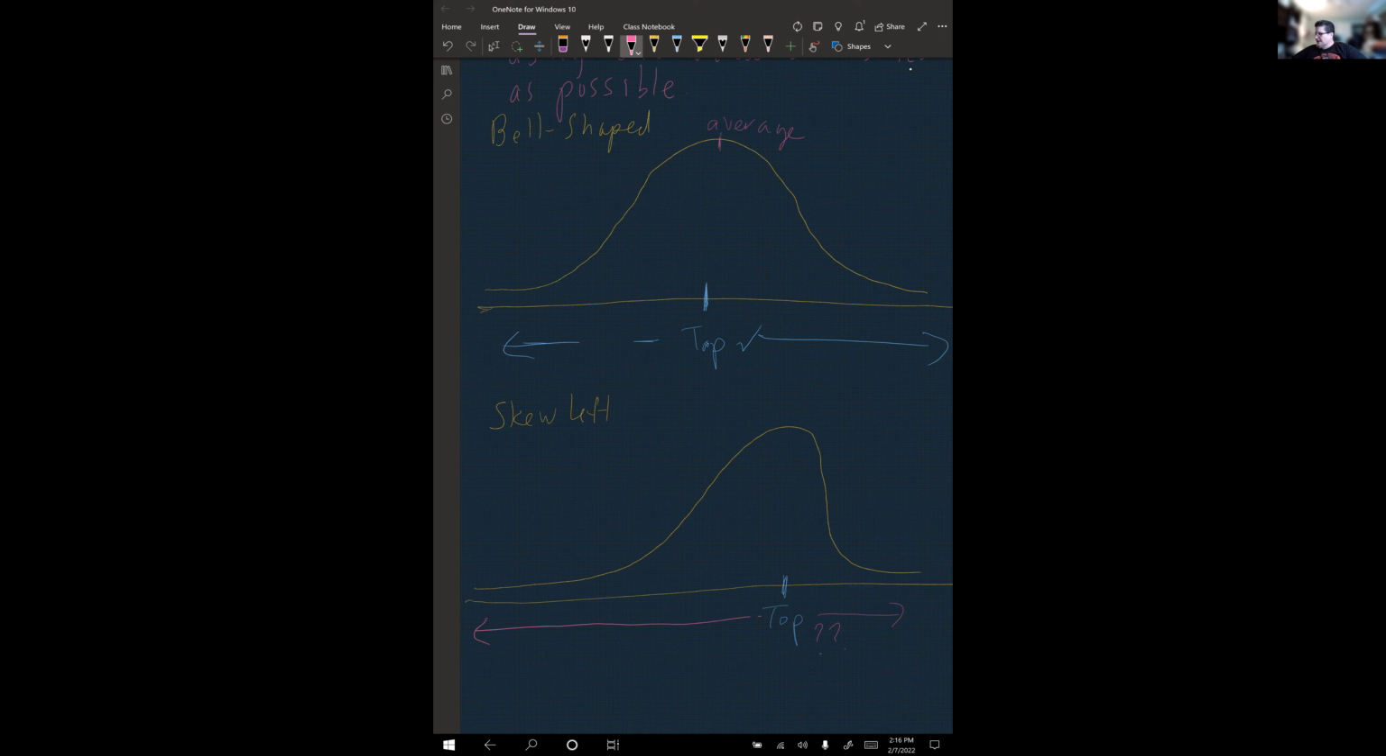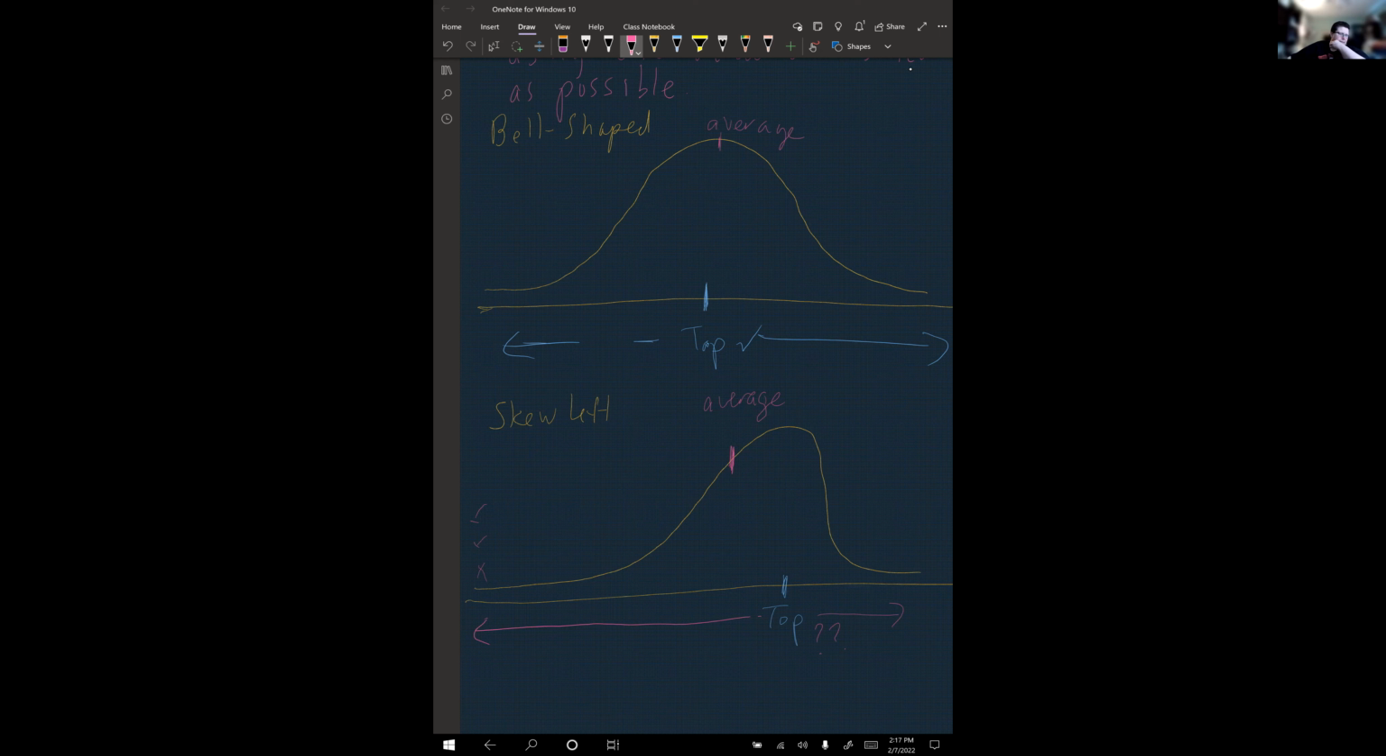But on the skew left, there are a lot of low values way over on the left. Not a lot, but enough that it matters. If you average in a 0 on your test grades, you know what I'm talking about. If you get a 0 on an assignment, it really can drop your score. So the top is here, and the average tends to be over to the left side. So is identifying the top really a good choice for the center? Is the average a good choice for the center?